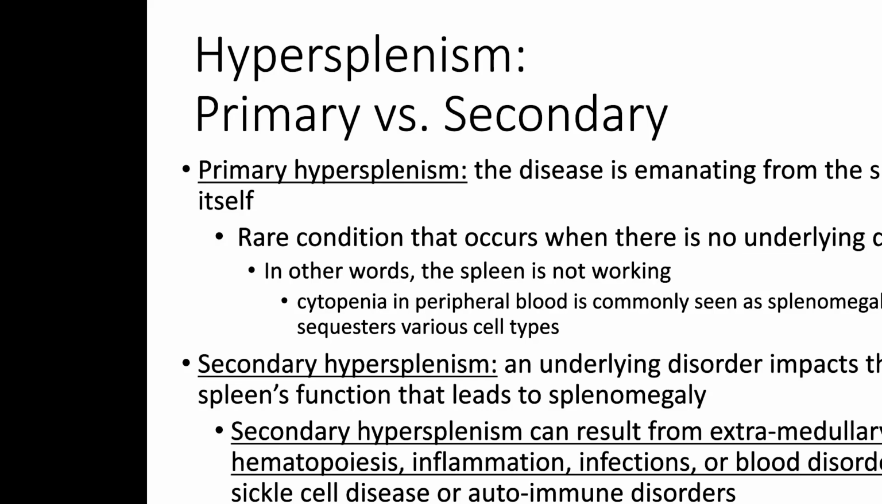Secondary hypersplenism means that there's some other disorder that impacts the spleen's function. Secondary hypersplenism can result from extramedullary hematopoiesis, inflammation, infection, or blood disorders like sickle cell or autoimmune disorders. It can also happen due to the infiltration of additional cells that aren't meant to be there, like cancer and neoplasms, metabolic byproducts, or toxins.